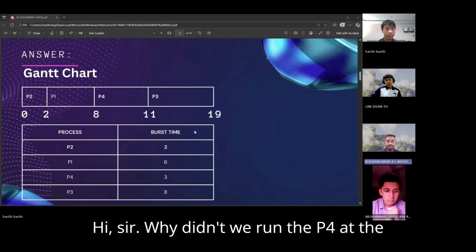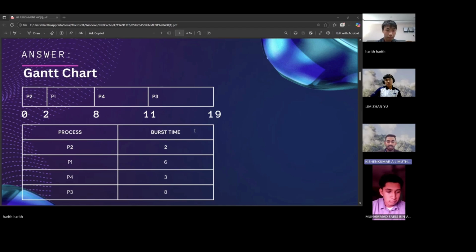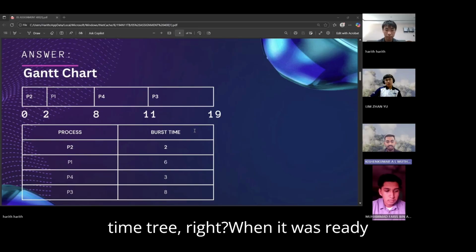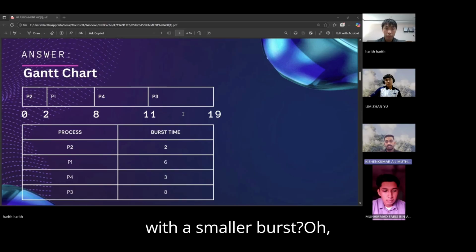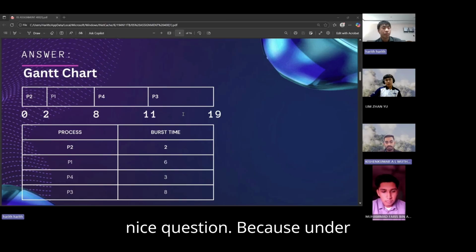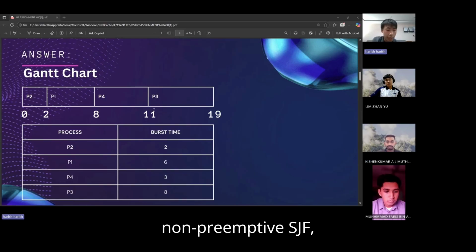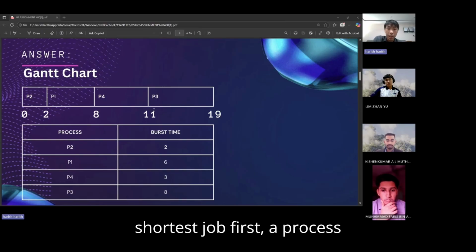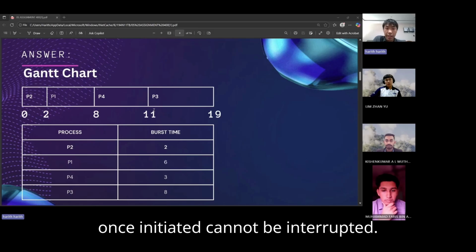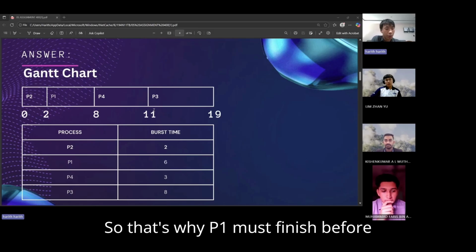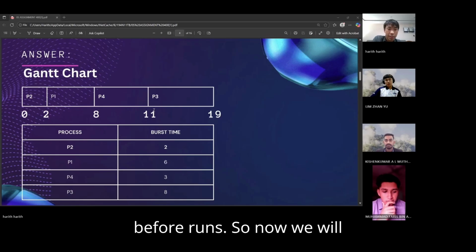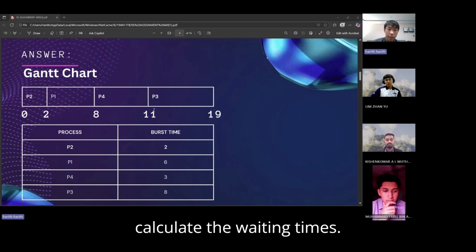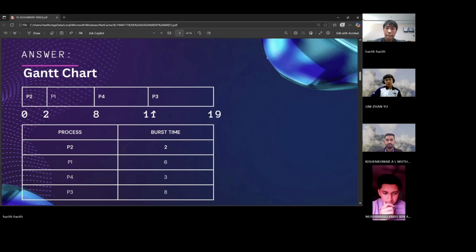Hi sir, why didn't we run the P4 at time 3, when it was ready with a smaller burst? Oh, nice question. Because under non-preemptive SJF, shortest job first, a process once initiated cannot be interrupted. So that's why P1 must finish before P4 runs. So now we will calculate the waiting times.